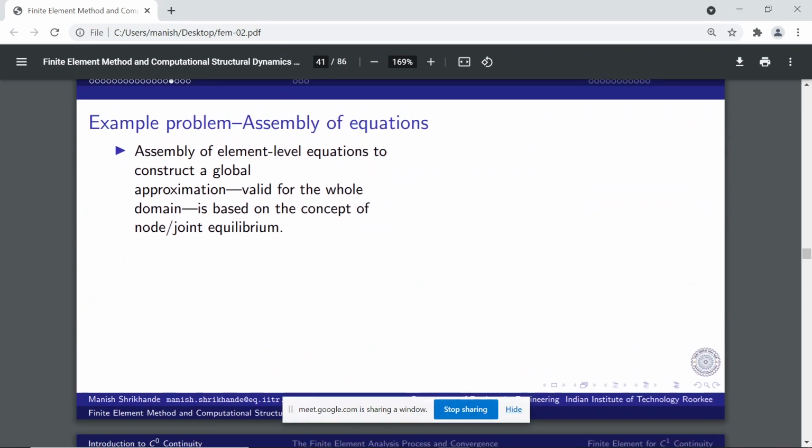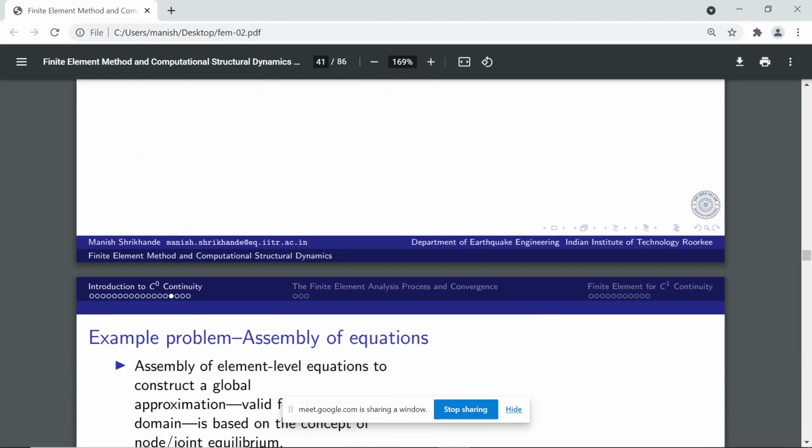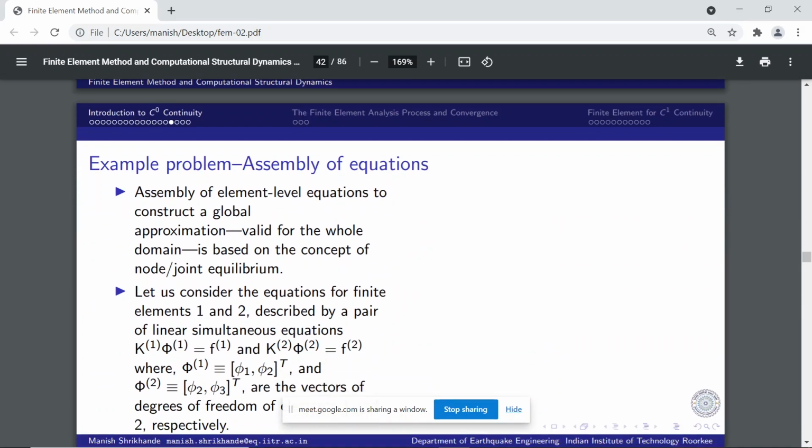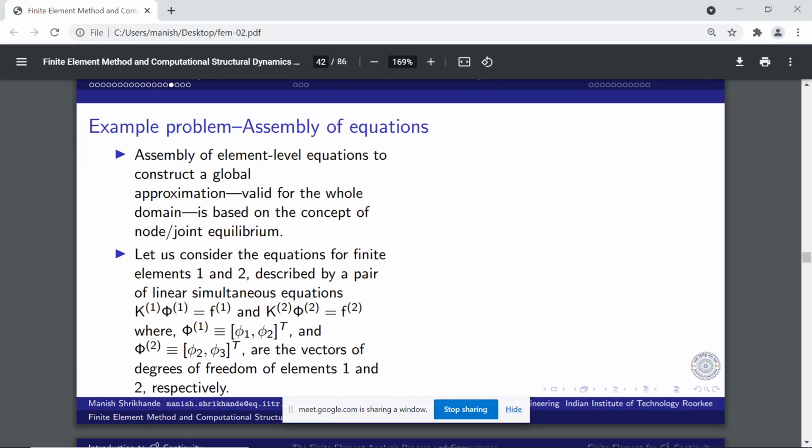So we try and assemble element level equations to construct a global approximation valid for the whole domain. And this is based on the concept of node or joint equilibrium. And we look at the particular case when we take the assembly of equations for finite element 1 and the adjacent finite element, that is 2. Element 1 and element 2 are adjacent elements and they share a common node, that is node 2.